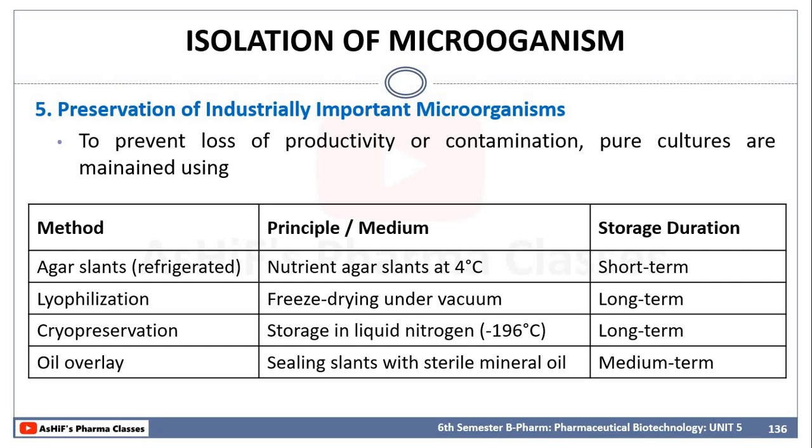Okay, and once we have identified and confirmed that this is the microorganism and that it has an ability to produce this kind of substance like antibiotics or sometimes enzymes, we have to preserve it, like preserving on agar slants or by lyophilization or cryopreservation or the oil overlay method. So these are the different methods for preservation of industrially important microorganisms for further batches.